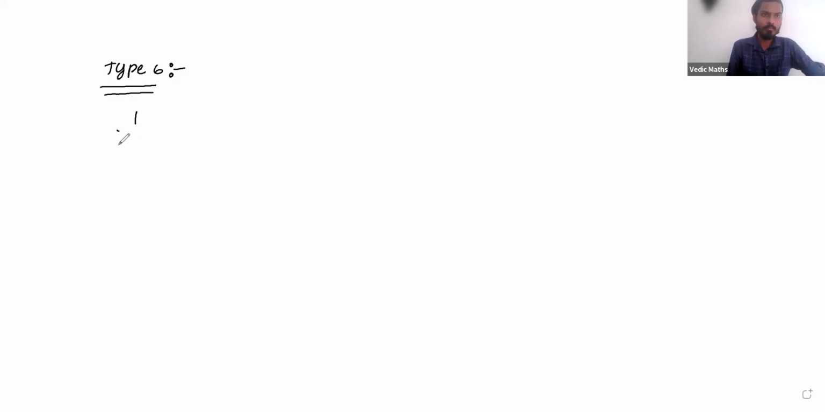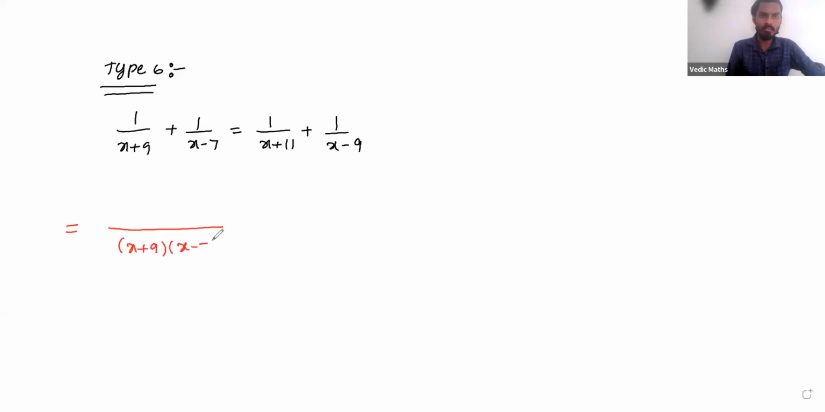Suppose 1 upon x plus 9 plus 1 upon x minus 7 equals 1 upon x plus 11 plus 1 upon x minus 9. If you try to solve in the normal way first and try to understand the concept, take the LCM here. That is x plus 9 into x minus 7, and here the LCM will be x plus 11 into x minus 9.